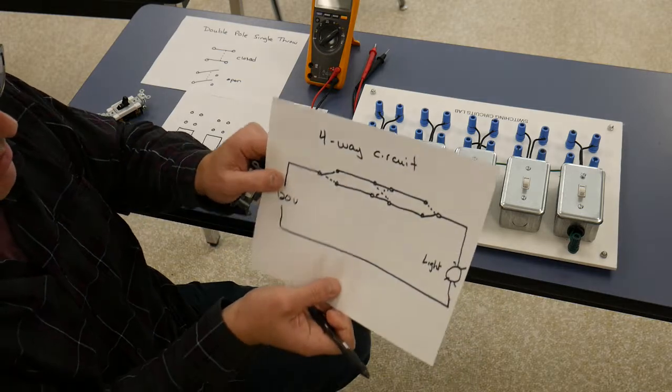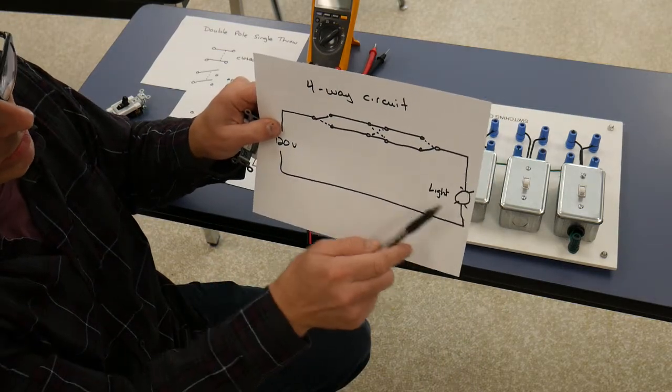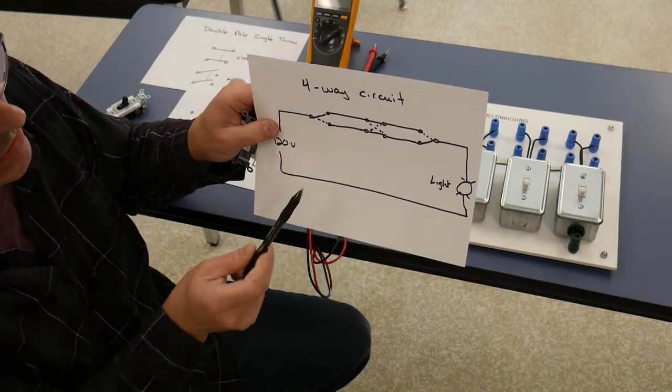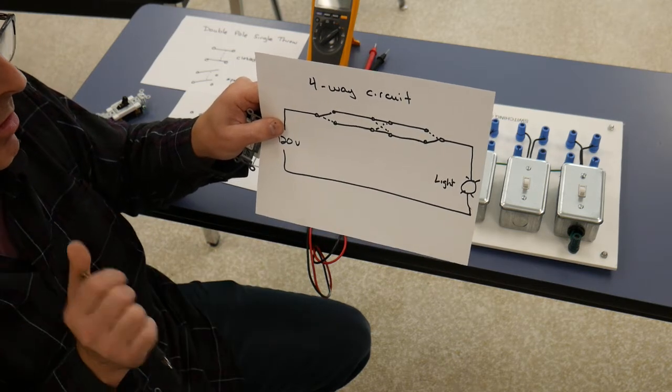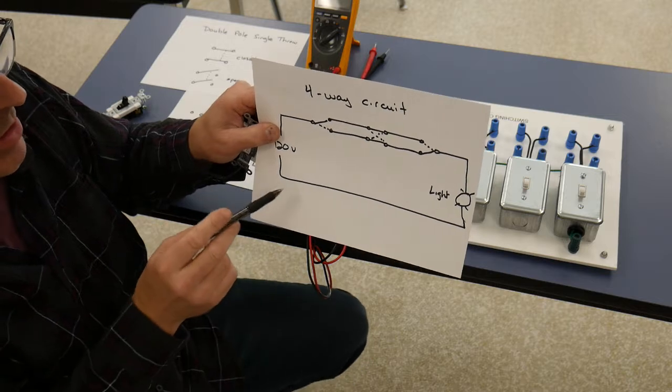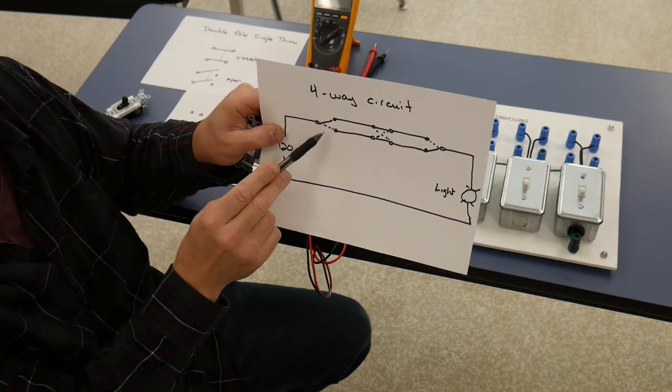So this allows us to connect it up to a circuit where we wanted to control a light from more than 2 locations. So now we could control it from 3 locations, similar to either a long hallway or maybe a stairwell where you enter the basement of your house.